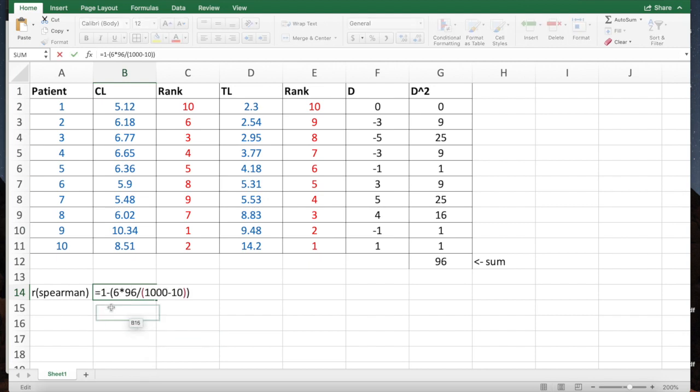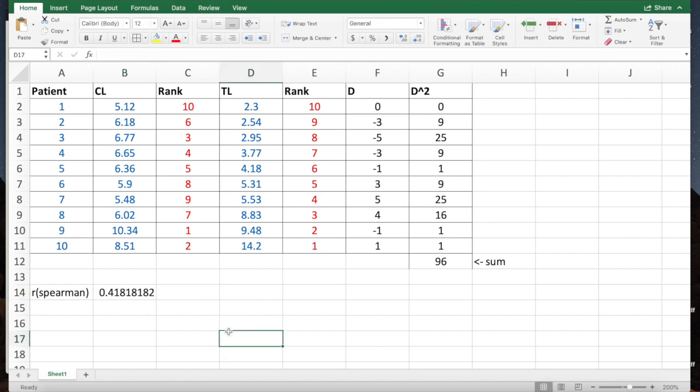So looking at the formula there, 1 minus 6 times the summation of d squared, which we got was 96, divided by n cubed, or 10 cubed minus 10. That gave us approximately 0.42. So there it is on the ranking.